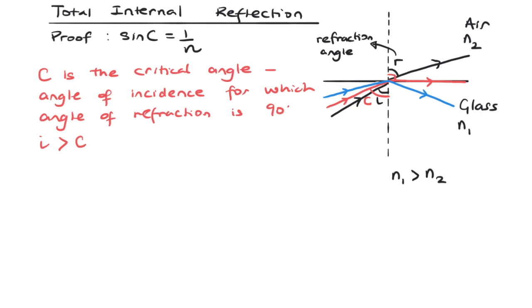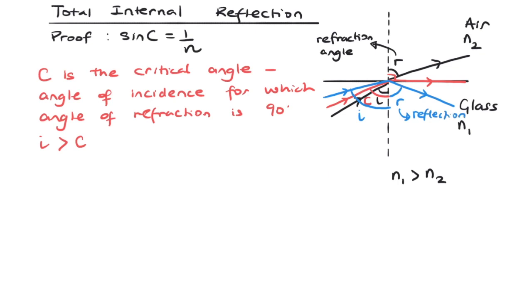So this angle over here, the blue angle, I'm just going to put it down here. This angle is the angle of incidence, which is greater than the critical angle. And this angle over here is the angle of reflection now. Reflection is happening.